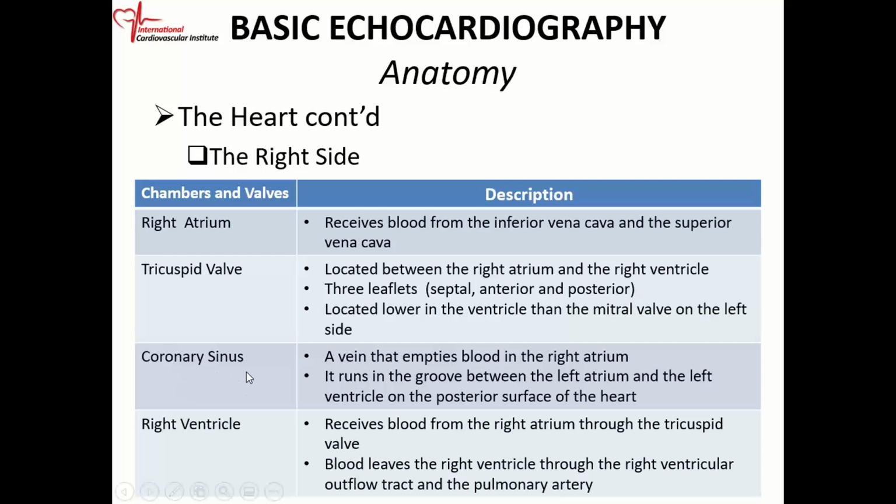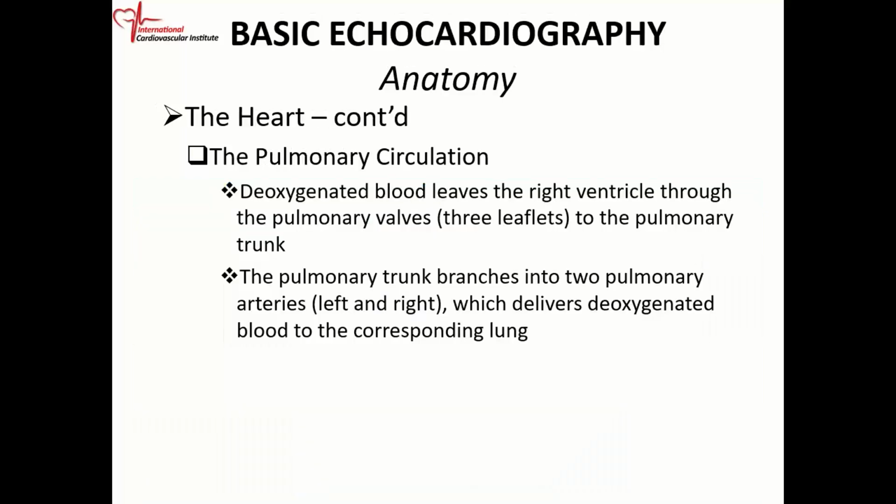The coronary sinus is a vein that empties blood into the right atrium. It runs in the groove between the left atrium and the left ventricle on the posterior surface of the heart. The right ventricle receives blood from the right atrium through the tricuspid valve. The blood leaves the right ventricle through the right ventricular outflow tract, and in echo we identify these tracts: right ventricular outflow tract, left ventricular outflow tract. You have to have a good understanding of where these structures are. The blood goes through the pulmonary valve into the main pulmonary trunk and then the right and left pulmonary arteries.